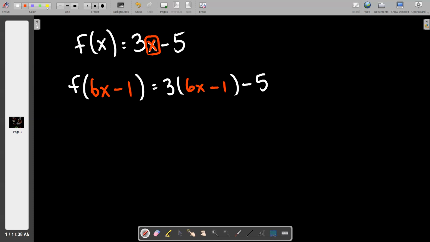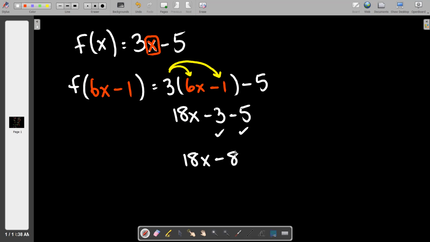It's easy. So I'm going to take the 3 and distribute it through the parentheses because it's what we do. What's 3 times 6x? And what's 3 times negative 1? Negative 3. And my answer isn't quite done because I've got like terms. What's negative 3 minus 5? So my final answer is 18x minus 8. Can you put a box around that? And that is the answer. That is f of 6x minus 1.